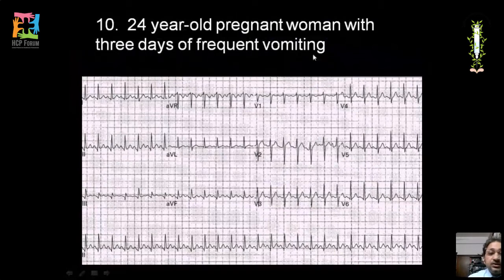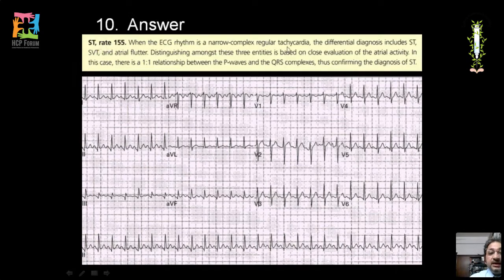So what do we find? It's a narrow complex tachycardia, first thing, and it is regular. The rate is around 150, and I can see the P, Q, R, S, T, everything is normal. There is a 1:1 relationship between the P and QRS. So it is a sinus tachycardia, though the differential diagnosis of a narrow complex regular tachycardia will be sinus tachycardia, SVT, and atrial flutter. But since we find here a 1:1 relationship between the P waves and the QRS, it confirms the diagnosis of sinus tachycardia.